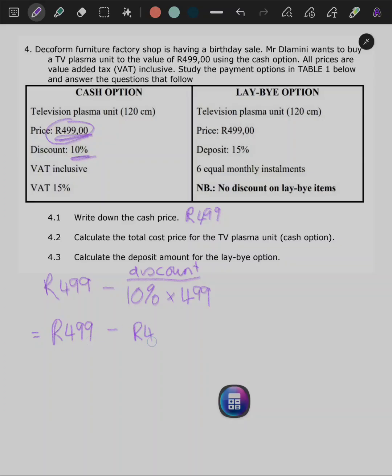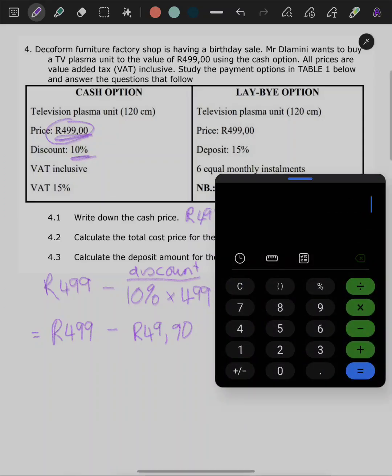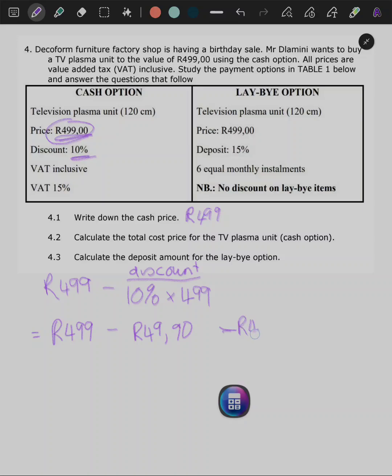So that will give me 499 minus 49 rand 90, that's 10%. And if you do that, 499 minus 49 rand 90, I get to 449 rand 10 cents. So 449 rand 10 cents, that's what you will pay with the discount.